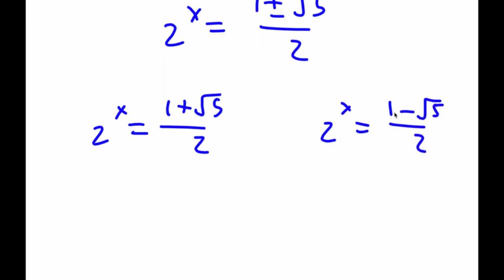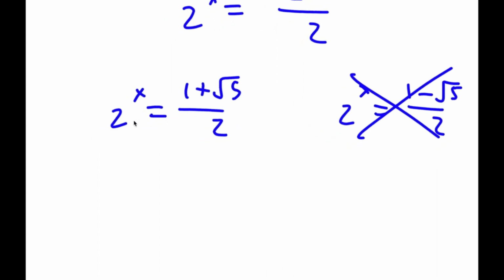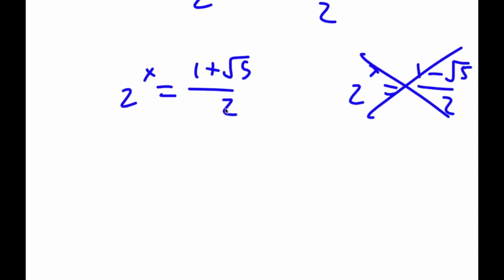First off, 2 to the power of x equals 1 minus the square root of 5 over 2. 1 minus the square root of 5 is going to be a negative number. And 2 to the power of x, with a positive base, can't equal a negative number. So this is wrong. So all I'm left with is 2 to the power of x equals 1 plus the square root of 5 over 2.